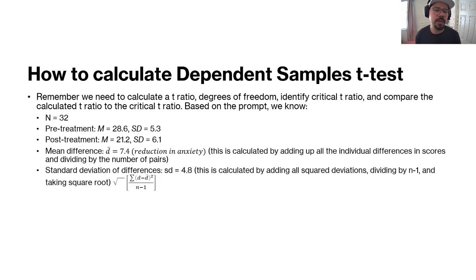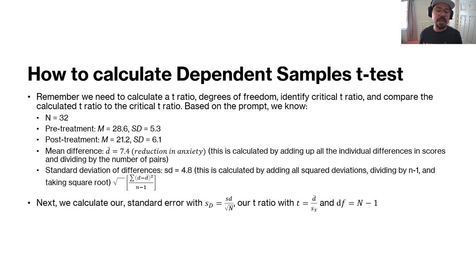We would also calculate what's called the standard deviation of differences. We're not looking for an unbiased estimate of a single standard deviation. We're looking at the differences between the standard deviation of pre-treatment compared to the standard deviation of post-treatment. This is calculated by adding up all the squared deviations, dividing by n-1, and taking the square root. This is essentially what the formula looks like. I didn't want to get into the thick of calculating this because we're not going to be doing this by hand, but I do want you to understand how it works.